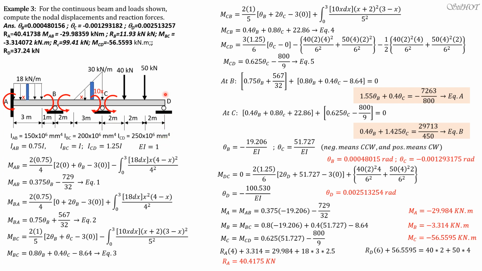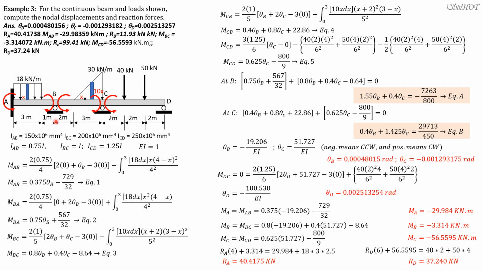For R sub D, we can isolate CD, summation moment about C equals 0, to solve for reaction at D. So R sub D times 6 plus moment at C, which is 56.5595, equals 40 times 2 plus 50 times 4. So which is now this equation here. So solving for R sub D is 37.240 kilonewton.